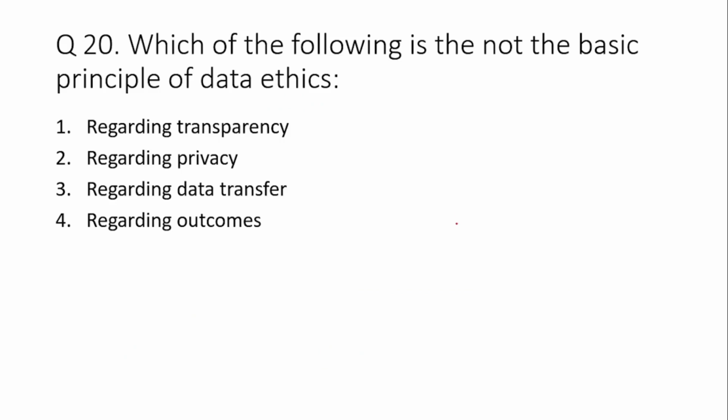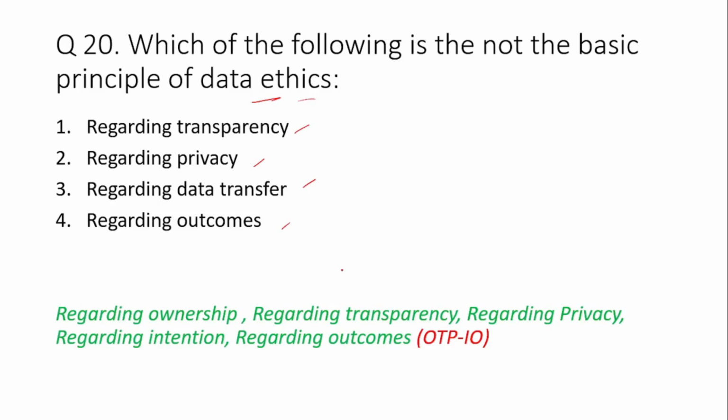Which of the following is not the basic principle of data ethics, right? Regarding transparency, regarding privacy, regarding data transfer, or regarding outcomes? So we need to know what exactly are the principles of data ethics. You generally use the word regarding in front of all of them. So the first one is ownership, second one is transparency, third one is privacy, then it is intention, and finally it is outcomes, right? So I can see data transfer not being a part of it, hence the correct option is option number 3, because it says which of the following is not the basic principle.